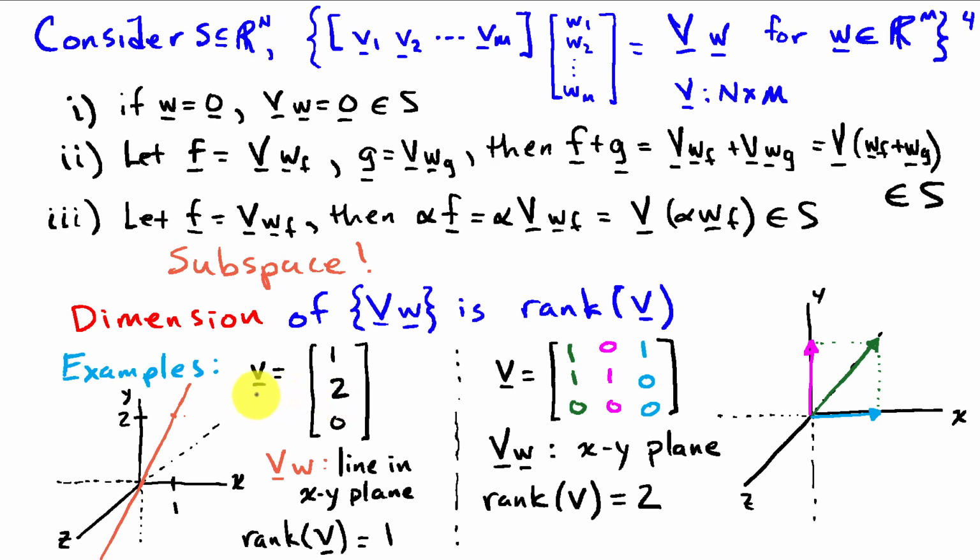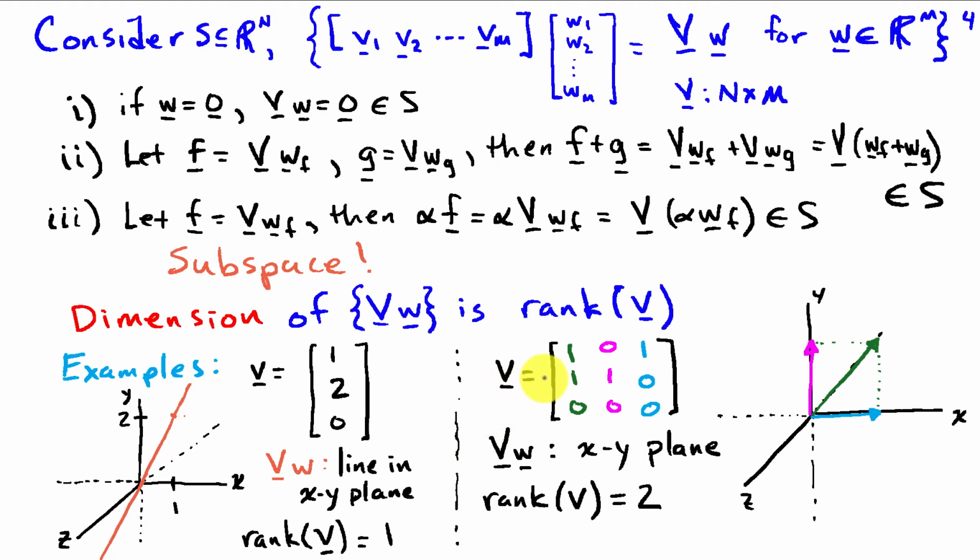If I define V to be [1, 2, 0], V times W will give me then a line in the xy plane with slope 2 that goes through the origin. This matrix V is rank 1 because it has a single vector, and a line is a one-dimensional quantity, and this particular line lives in 3-dimensional space.